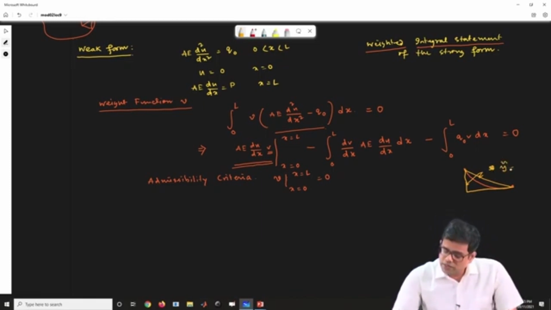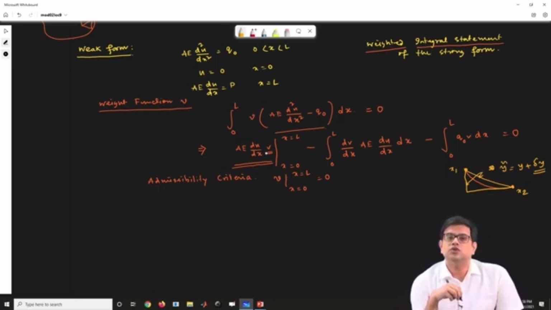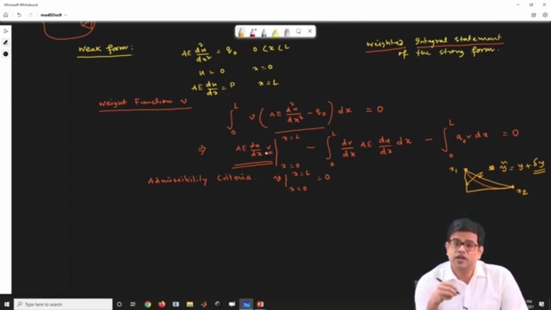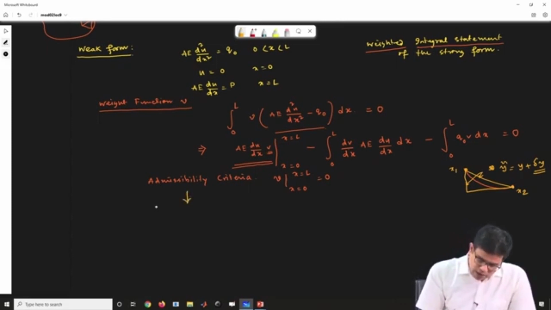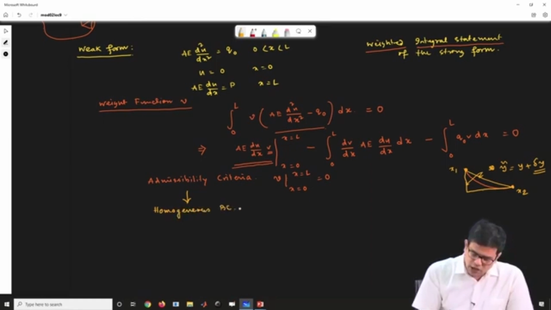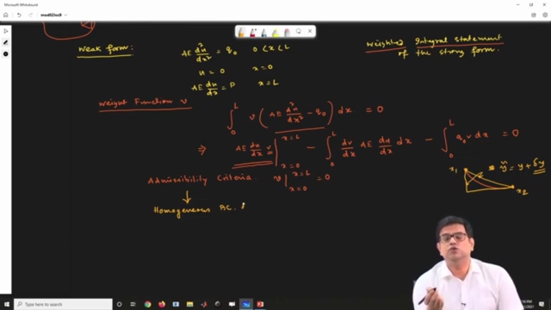These are nothing but the exact solution y plus delta y. If you look carefully, this delta y at these two boundary points must be 0, because otherwise the variation will not be admissible. So a similar condition is applicable here. V, the weight function, has to satisfy the homogeneous boundary condition. This leads to one of the important criteria for choosing the weight function, that it should satisfy the homogeneous boundary condition of the field variable. What is homogeneous? That means V should be 0 at the boundary.